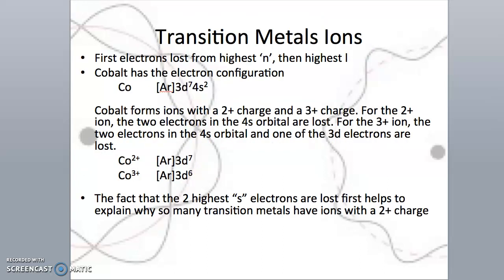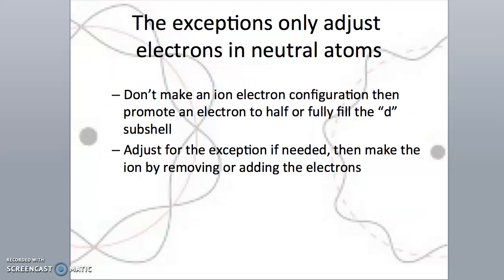Recall the transition metals are sometimes polyvalent, meaning they can form more than one ion. With some practice, you will see why the 2+ ion is so common amongst the transition metals. And note on exceptions. Don't promote electrons after forming ions. If the neutral atom is one of the exceptions, then you write the configuration with the promotion, then you adjust to form the ion.